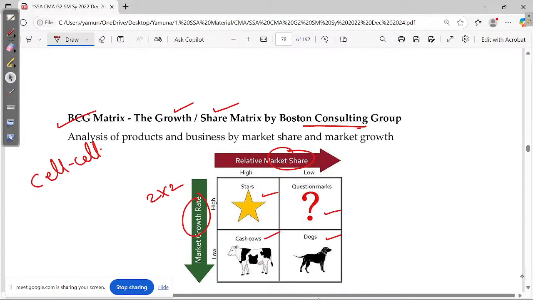So BCG, we started with BCG. Let me come again from the beginning for BCG.